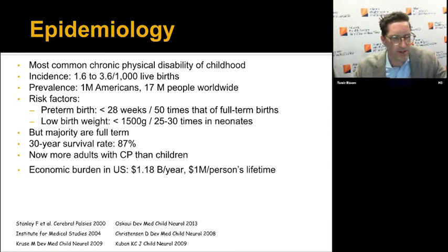The 30-year survival rate is 87%, so most infants with CP will survive into adulthood, and this is largely due to the medical advances over the past few decades, as well as the medical care that these preterm infants receive in the neonatal ICU. There are now more adults with CP than children, and discussing the management of adults with CP is a whole other topic. The economic burden in this country is about $1.2 billion per year and about $1 million per person per lifetime.